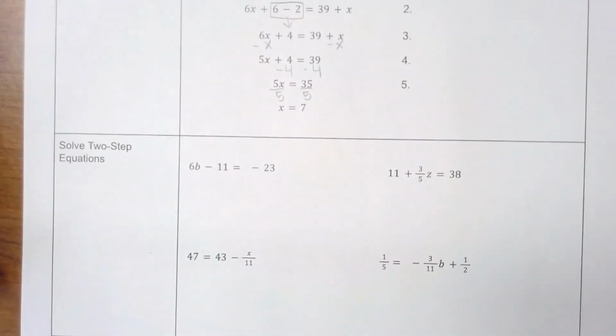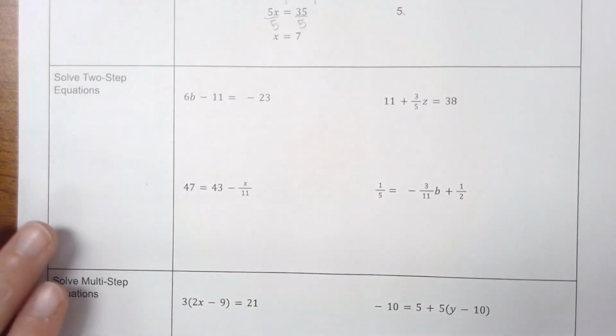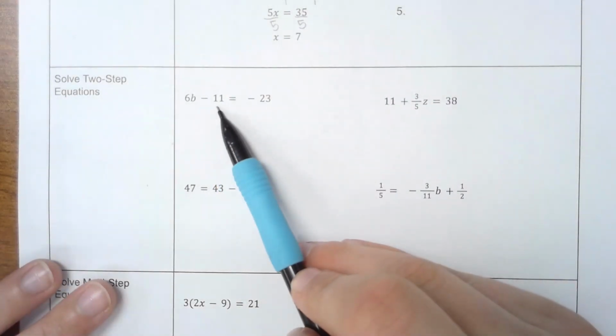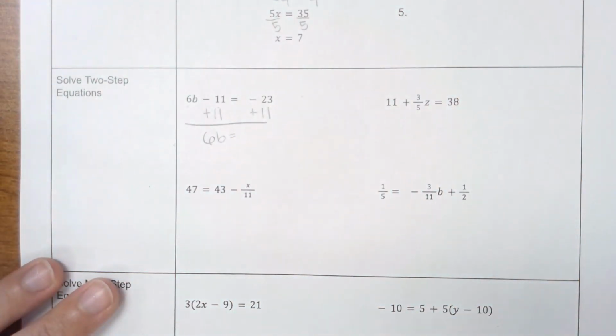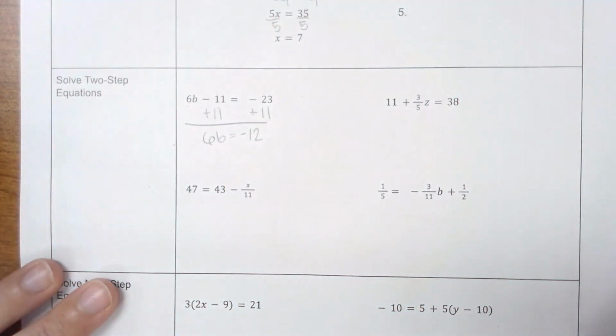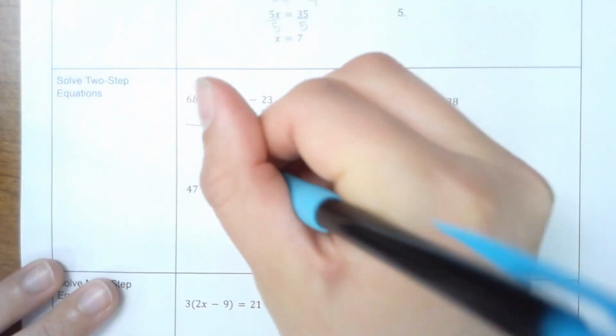Okay? So we're just going to do some basic two-step equations first. So remember, whenever you're solving a two-step equation, you always want to move the number that's on the same side as the variable but not attached to it, and you're always going to be adding or subtracting first. So for example, my minus 11 is on the same side as b and it's not attached to it. So if I want to move it over to the other side, the opposite of subtracting 11 is adding 11. And we get 6b equals, and then negative 23 plus 11 gives us negative 12. And then our last step to get b by itself is to divide by that 6 on both sides, and we get b equals negative 2.